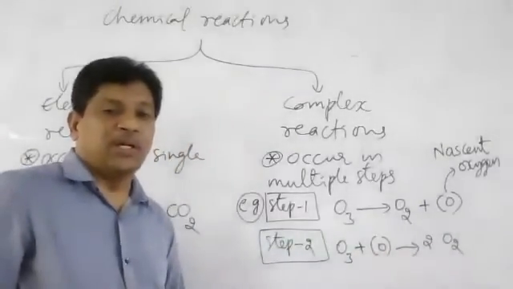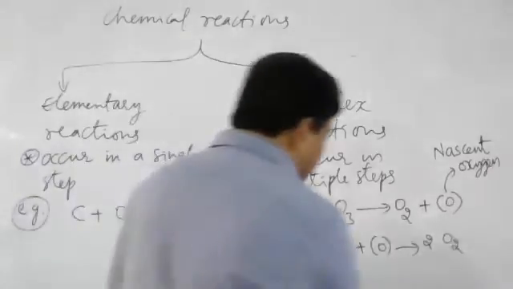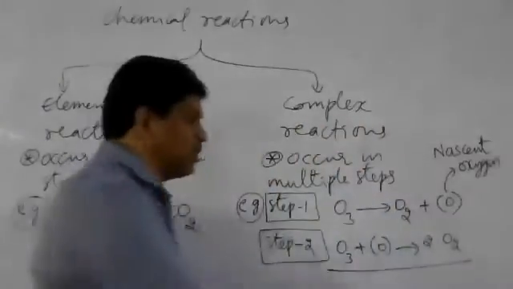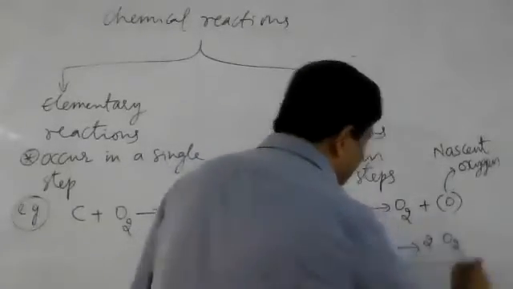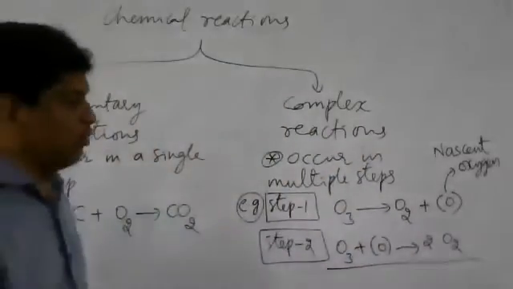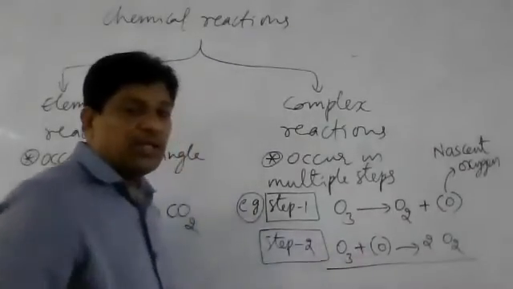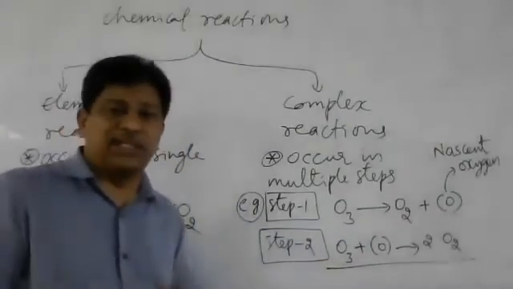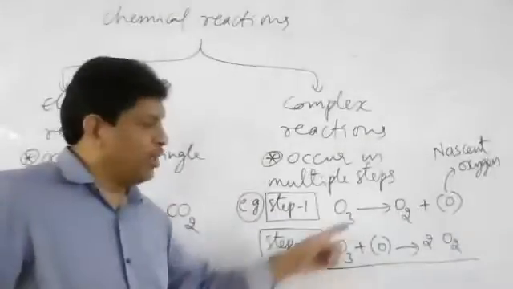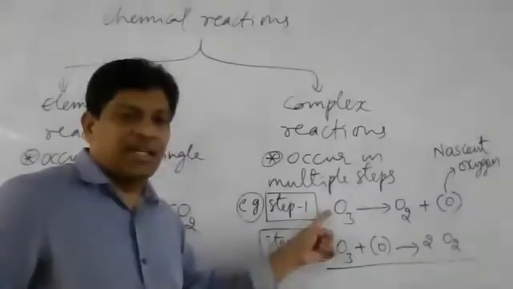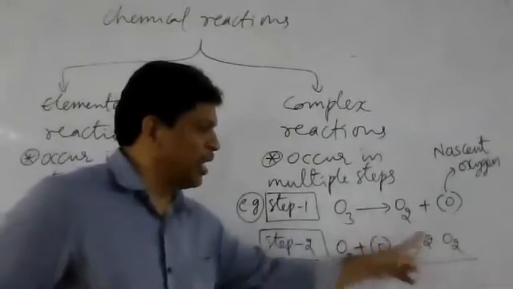2 steps. Now tell me, what will be the overall reaction? Overall reaction means these 2 reactions should be added. Before adding the 2 equations, we have to cancel the common species on opposite sides, that is, the common things of the reactants of one and the products of the other.